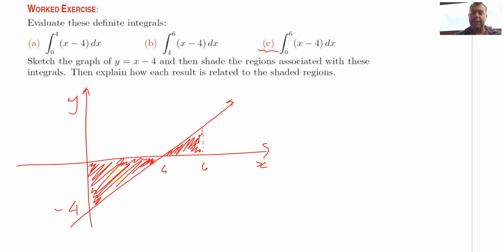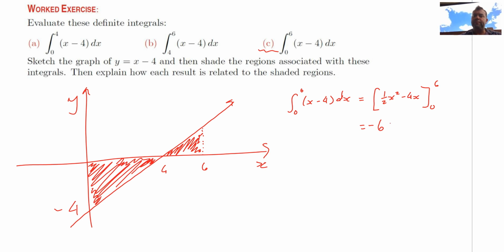So I'm going to have a negative part and a positive part. The integral from 0 to 6 of x minus 4 dx equals half x squared minus 4x from 0 to 6, which I reckon equals negative 6. That's 36 over 2, which is 18, minus 24, which is negative 6. So we've got a negative area.